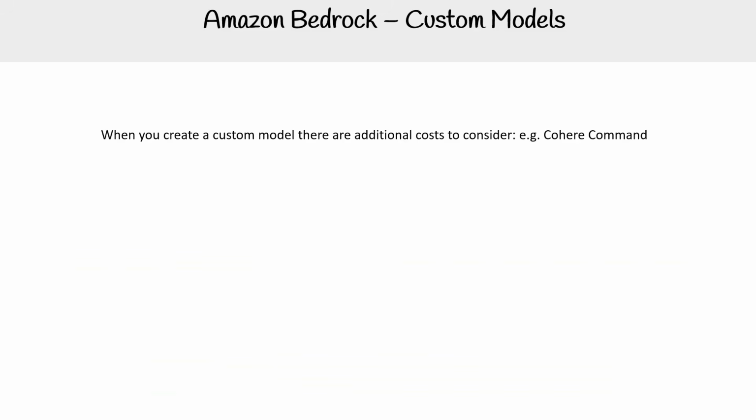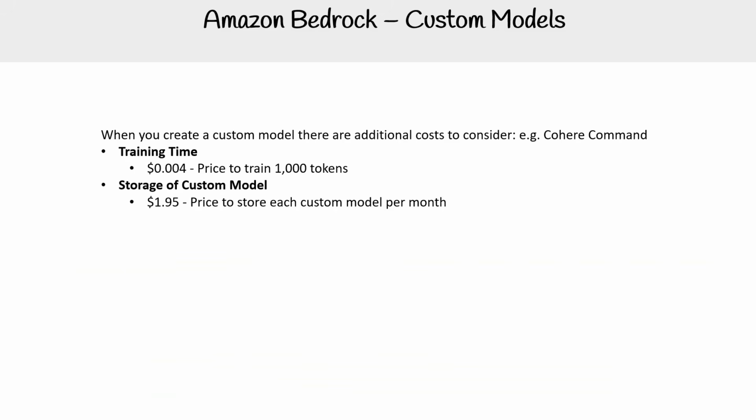We're using this as a pricing example. You have the training time. So if the price to train is 1,000 tokens, you're paying 0.004 cents. Then you'll need to store the model, so there's going to be an additional cost per month for that.